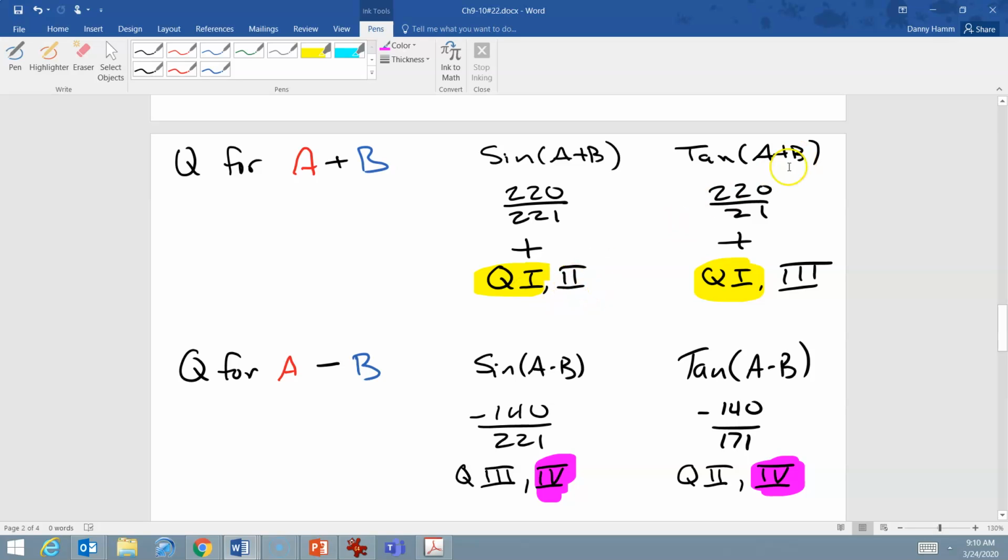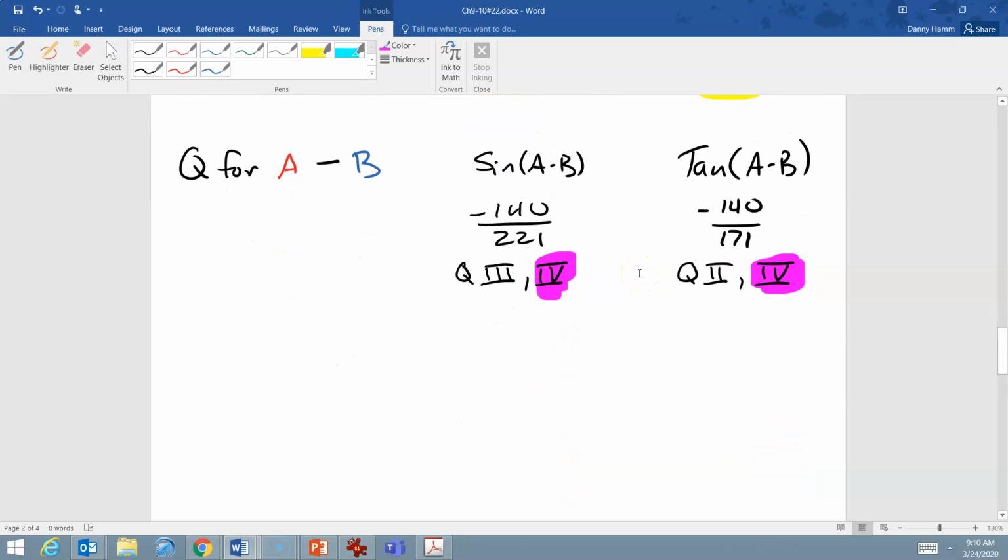I'll do the same thing for tangent of A plus B. Our solution was 220 over 21. I don't care what the value is, I care that it's positive. Where is tangent positive? It is in quadrant 1 and 3, and therefore they're both positive in quadrant 1, and that is our final solution.